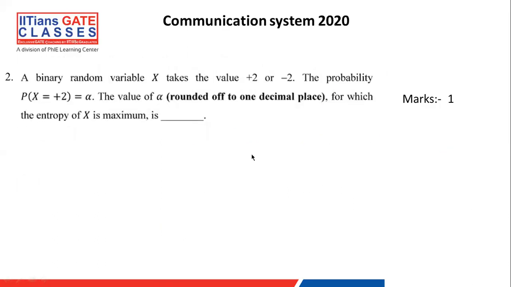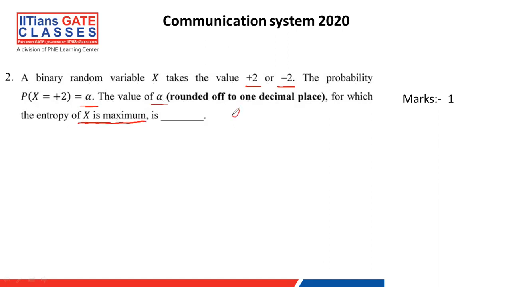Now this is the second problem. This problem is based on information theory and coding, and this is a very easy problem. If you already know the theory, you can very easily solve it just by seeing the problem. A binary random variable x takes the value +2 and -2, and the probability that x is equal to +2 is alpha, and we need to find out the value of alpha for which entropy is maximum. So let us go through the theory.